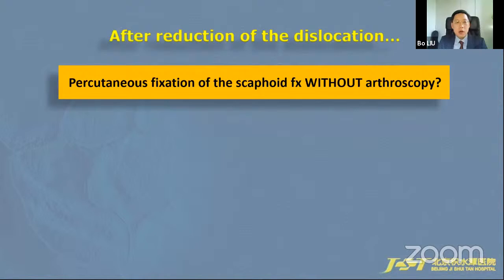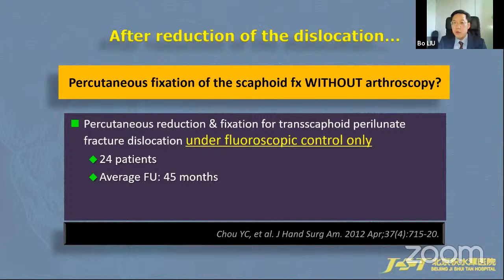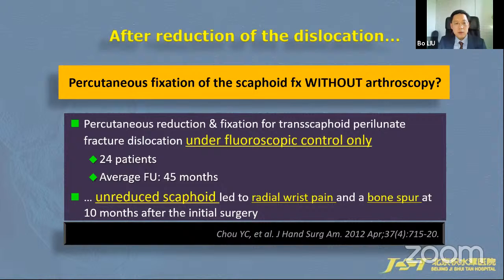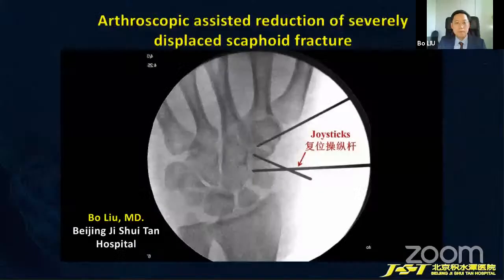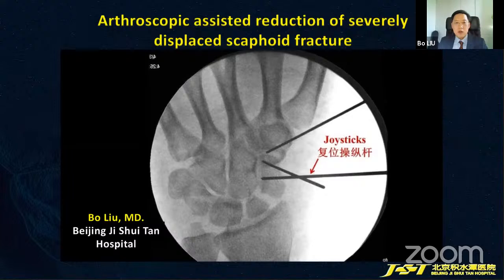So how about percutaneous fixation of the scaphoid without arthroscopy? Previous authors have shown percutaneous reduction and fixation for transscaphoid perilunate fracture dislocation under fluoroscopy control only. They found that some of the patients with an unreduced scaphoid had persistent wrist pain and a bone spur at 10 months after the initial surgery. So you can see that after reduction of the dislocation, don't forget, there's also a grossly displaced scaphoid fracture.